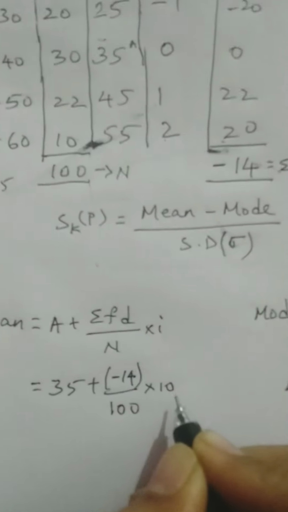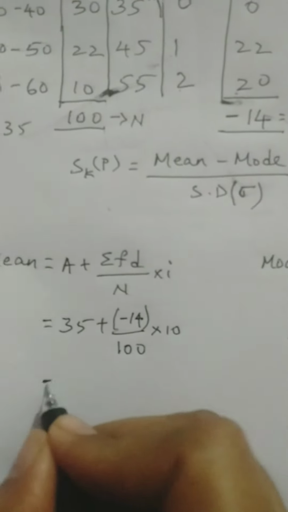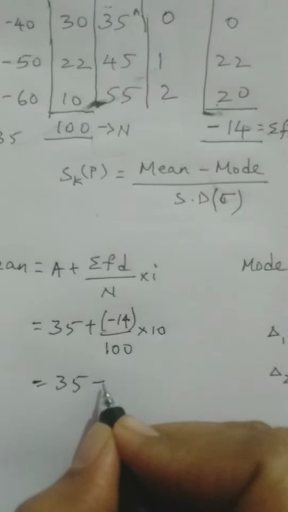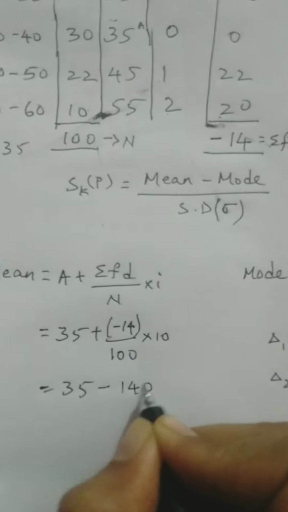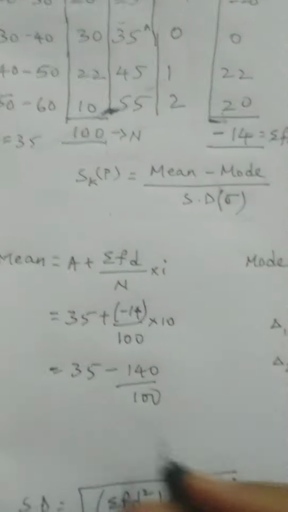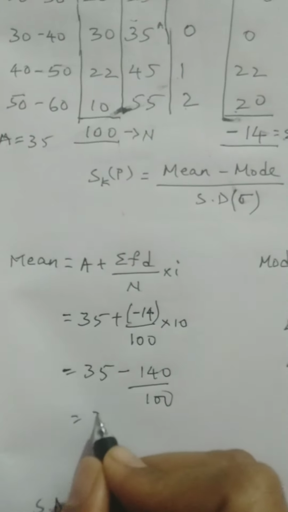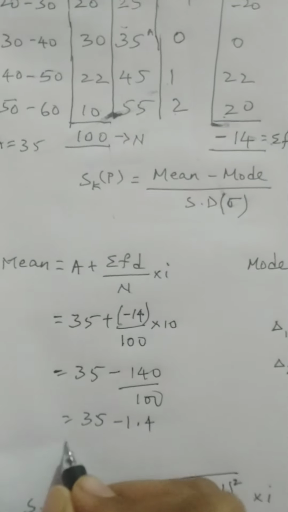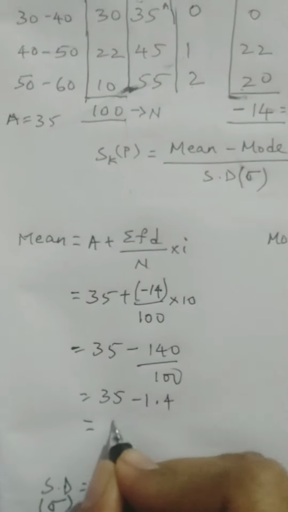Into this I got. Now students, I can write it as 35 plus, this plus into minus is minus, 140 divided by 100, because I will multiply these two and write. Then 35 minus 1.4 is equal to what?